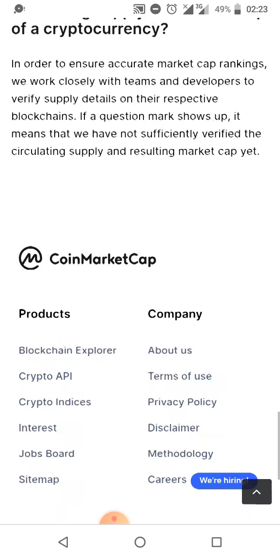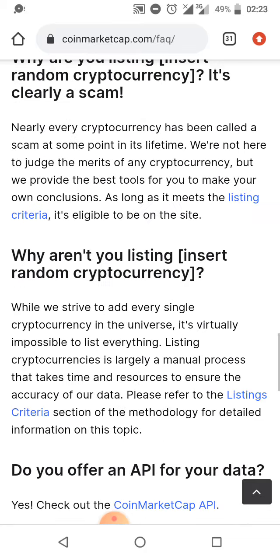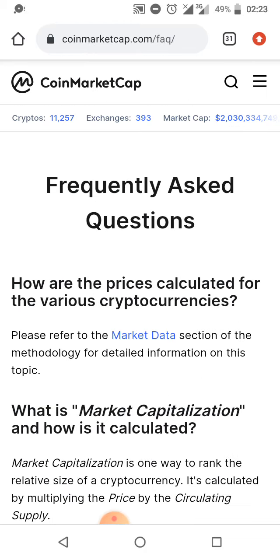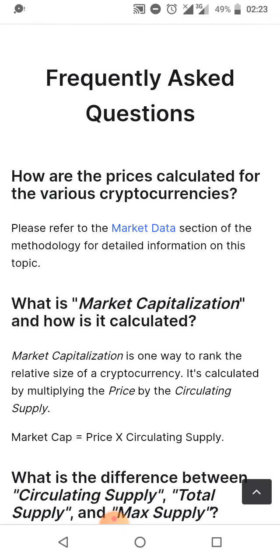So guys, I hope this update was helpful to you. This is just a brief look into what CoinMarketCap is. This should help you understand this whole concept of the cryptocurrency world, and CoinMarketCap itself.